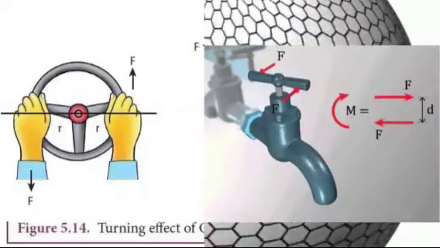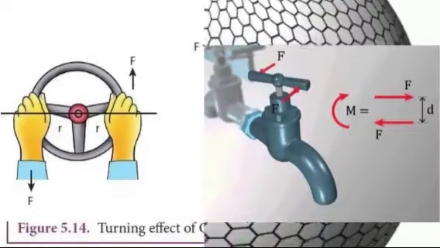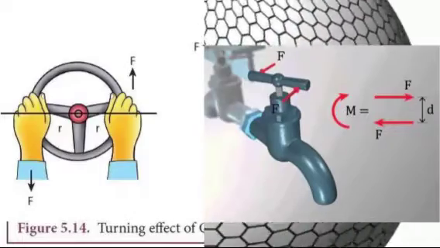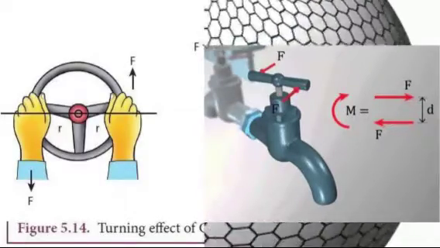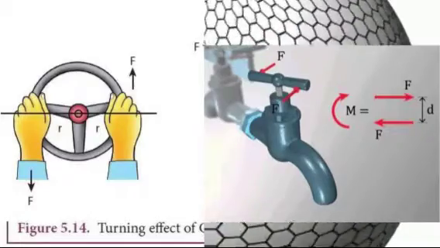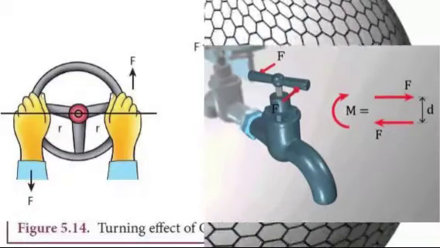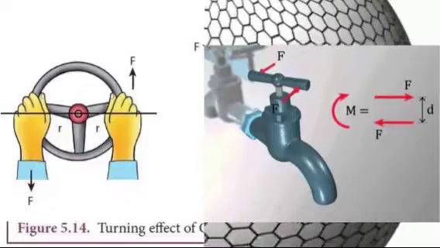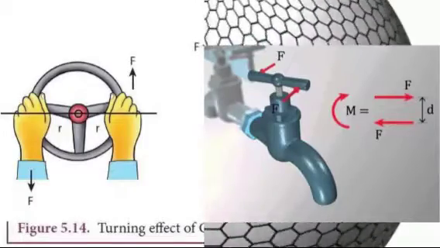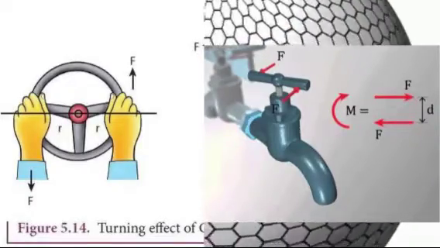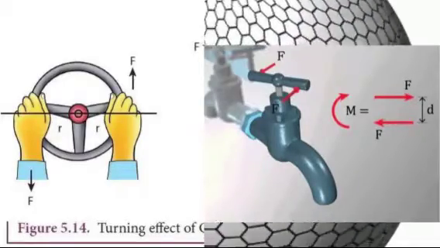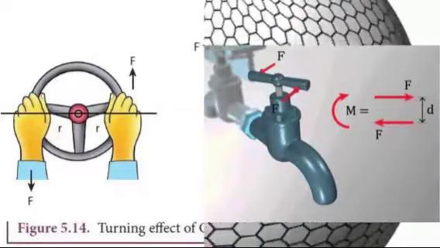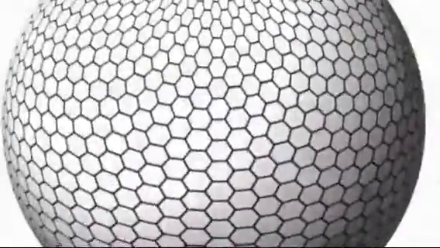Okay, now let's take the tap for instance. When two equal forces are acting at a point in opposite directions and they are causing a turning effect on that point or on that object, just like the handle of the tap, when you turn it, the two forces applied are known as a couple.